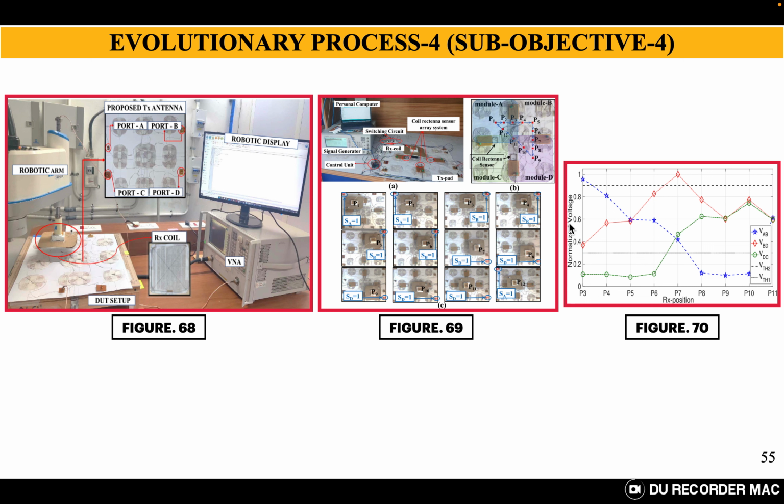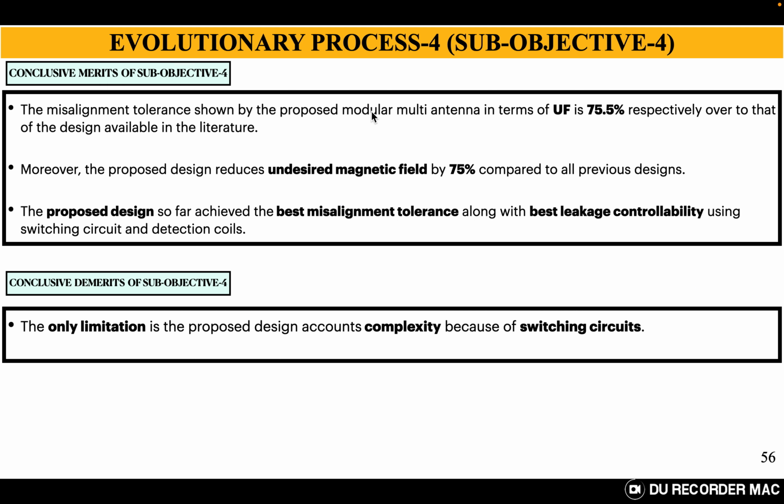Figure 70 is the threshold voltage states of the detection coils. Using this figure 70, we have written a program on the Arduino controller to activate a specific transmitter module based on the position of the receiver coil. The misalignment tolerance of the proposed modular multi-coil antenna in terms of uniformity factor is 75.5%. You just imagine, from 32.7% of the previous literature design, we have enhanced it to 75.5%.